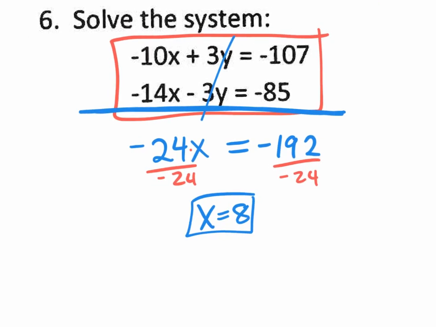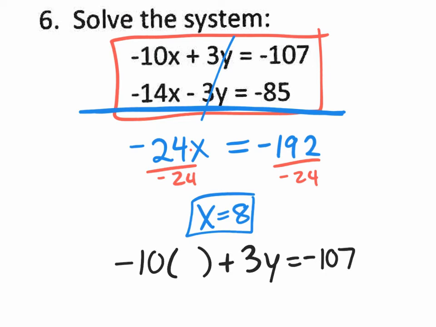Plug it in. Which one do you want to plug it into? The top one or the bottom one? Top one says negative 10x, but I want to leave a parenthesis, plus 3y equals negative 107. Why did I leave a parenthesis in place of x? Because I already know that x equals 8. I'm going to put that 8 right in there, and I do the math. I end up with negative 80, because negative 10 times 8 is negative 80, plus 3y equals negative 107.